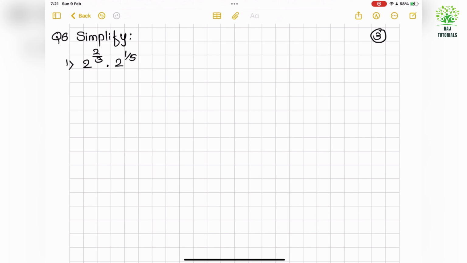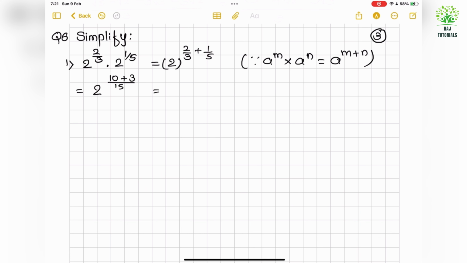Now next is simplify. The first one says 2 raised to 2 by 3 into 2 raised to 1 by 5. So I can directly write it like that, 2 raised to 2 upon 3 plus 1 upon 5. Why? Because a raised to m into a raised to n equals a raised to m plus n. So this will be 2 raised to, here I will have LCM 15, so 10 plus 3. So that will be 2 raised to 13 upon 15.